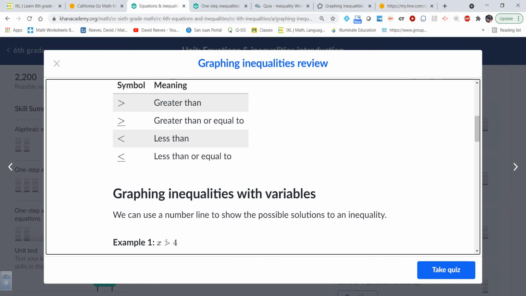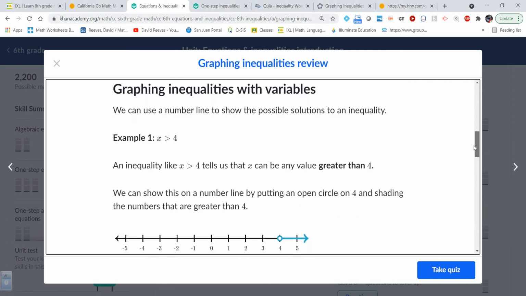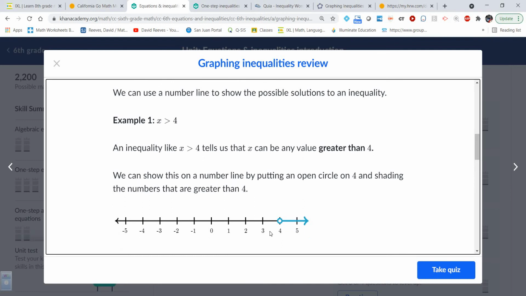So if we take a look at x is greater than 4, if I asked you to tell me what are some numbers that are greater than 4, probably the first answer I would get would be 5, right? Or 6 or 10 or 12 or 100. But don't forget they can be fractions or decimals too. You could have 4.1 or 4.0001. Anything that is bigger than 4. So on a number line, this is what it looks like. All right. We have our number line here.